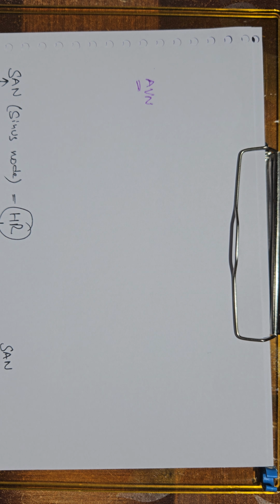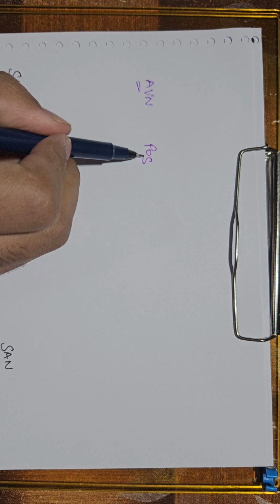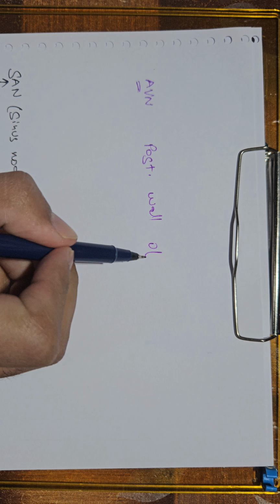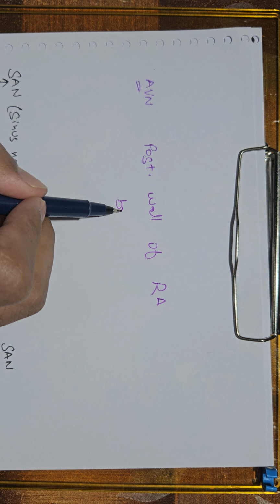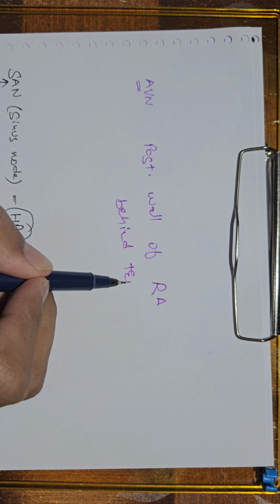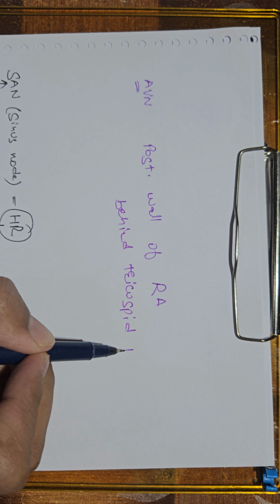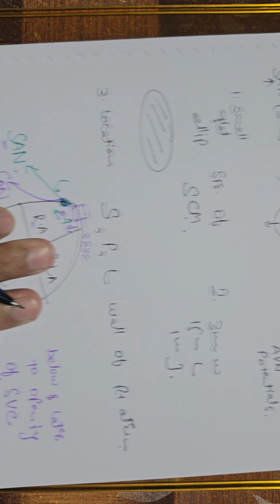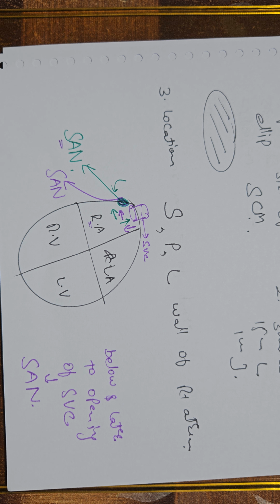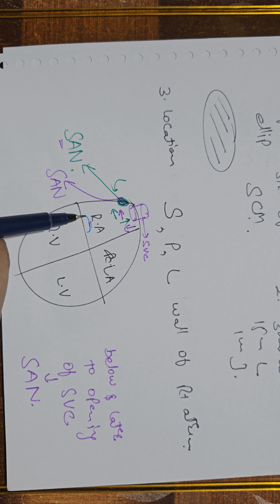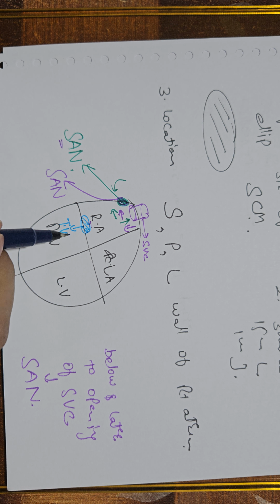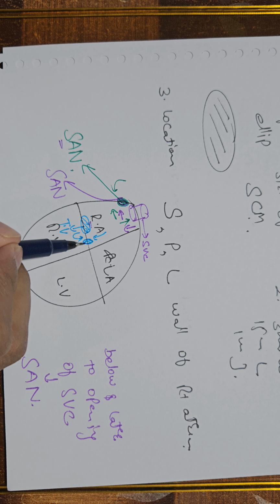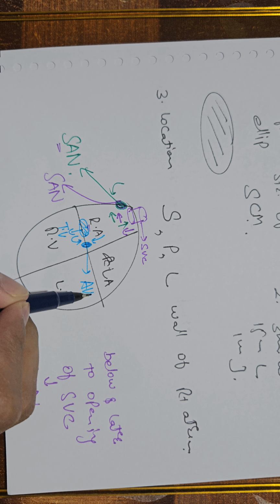What is the location of this atrioventricular node? It is located in the posterior wall of the right atrium and behind the tricuspid valve. Clear? In the diagram of the heart, between the right atrium and right ventricle there is an opening guarded by the tricuspid valve. Clear? So there is an opening, the tricuspid valve. Behind this tricuspid valve and in the posterior wall of the right atrium is the location of the atrioventricular node.